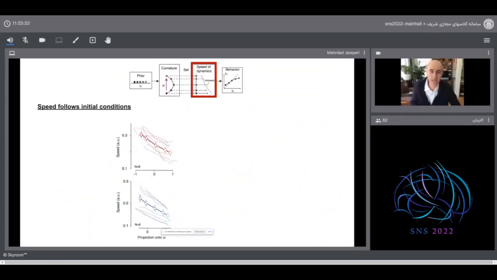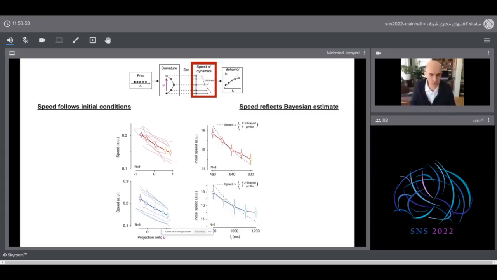Next, we asked whether the initial conditions that are warped are related to the speed. And what we found was indeed the speed of the neural trajectories was increasingly slower for projections that were farther away or closer to the longer interval. So indeed, the initial conditions were again correlated strongly with the speed of the neural trajectory. And more impressively, what we found was that the initial conditions were predictive of not just the speed associated with the true sample interval, but were associated with the biased sample interval.